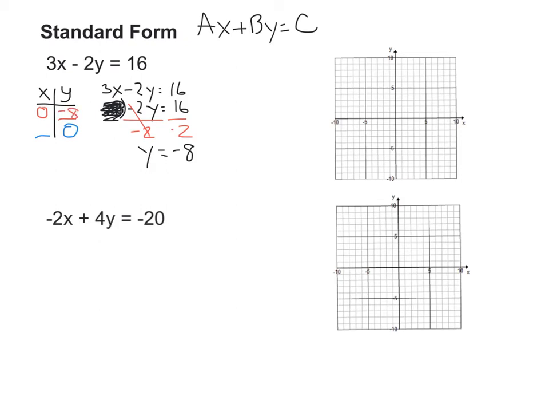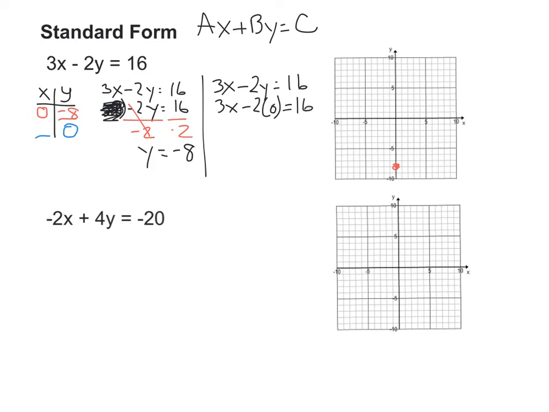And so we can go ahead and plot that right now with 0, negative 8 on our coordinate plane. 0 on the x-axis, negative 8 on the y-axis is our x-intercept. I'm sorry, y-intercept. So there's that. And then we're going to do the same thing by putting a 0 in for y. So we've got 3x minus 2y equals 16. We're going to put a 0 in for y this time.